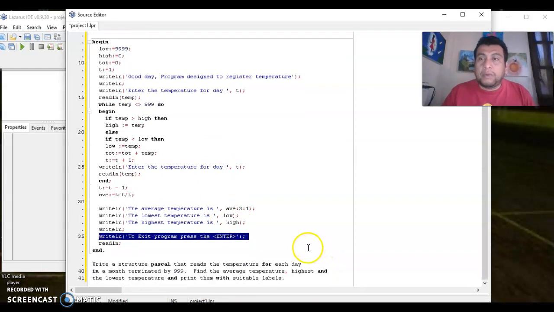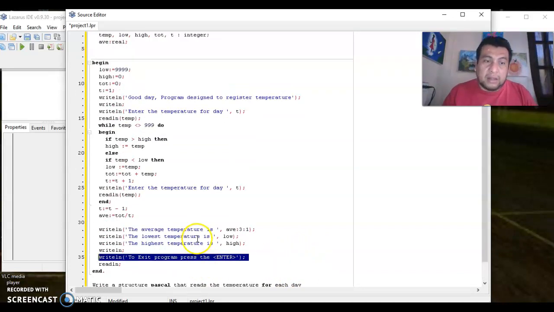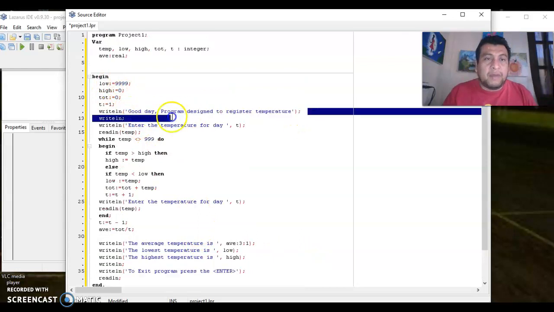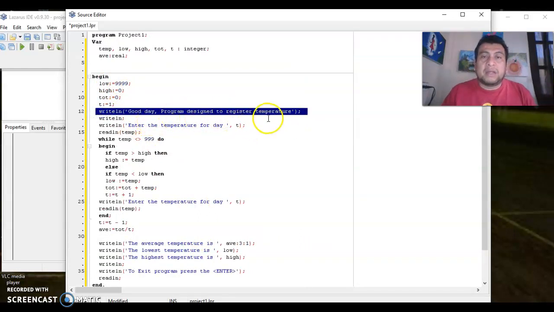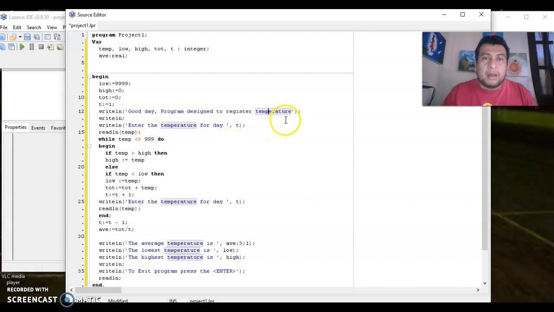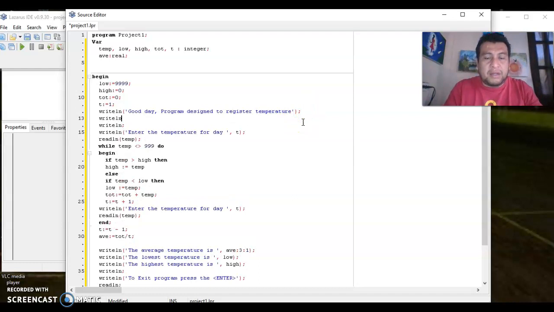If you want to conclude the program, people may not know how to use your program. They press enter to exit, and of course also a little information saying the program is designed to register temperature. Also here I could have added more information, if the user doesn't know, to close program, enter the value 999. Probably information that the user doesn't know.